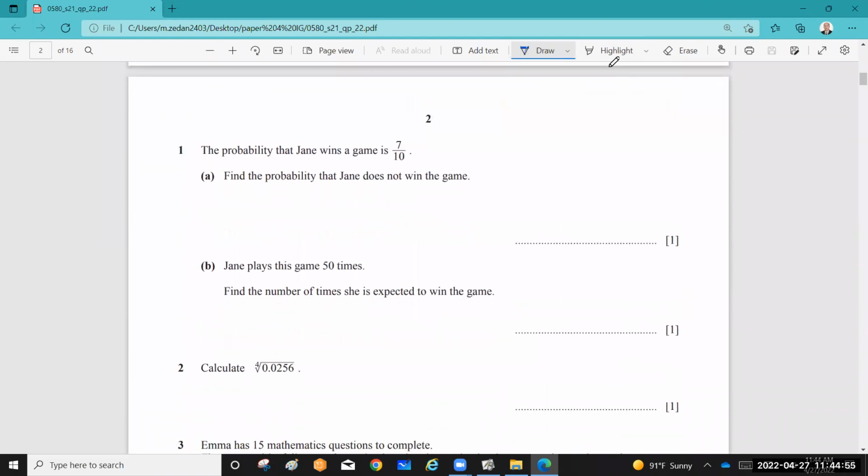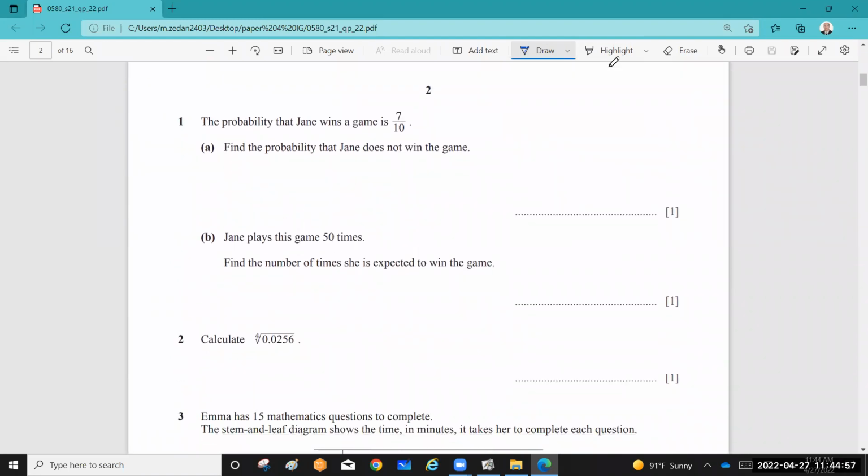Question number 1. The probability that Jane wins a game is 7/10. Find the probability that Jane does not win the game. The answer is 1 minus 7/10, which is equal to 3/10. Jane plays this game 50 times. Find the number of times she is expected to win. Just multiply the number of trials, 50, times the probability of winning, 7/10, which gives you 35.